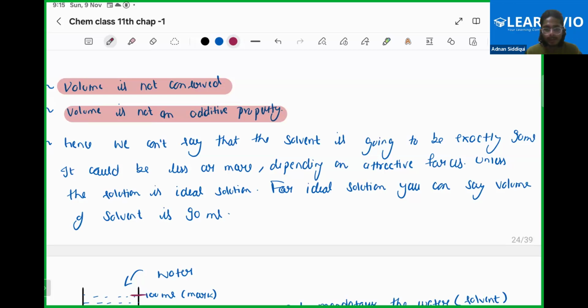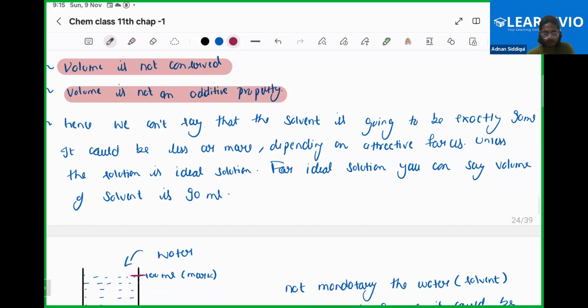For now, what you can understand is that if you have 10 ml solute and 100 ml solution, then you cannot say that your solvent is going to be 90. It will depend. Is it clear what we cannot say here? You cannot tell the exact amount of solvent if you are talking about solution. Why? Because volume is not conserved.